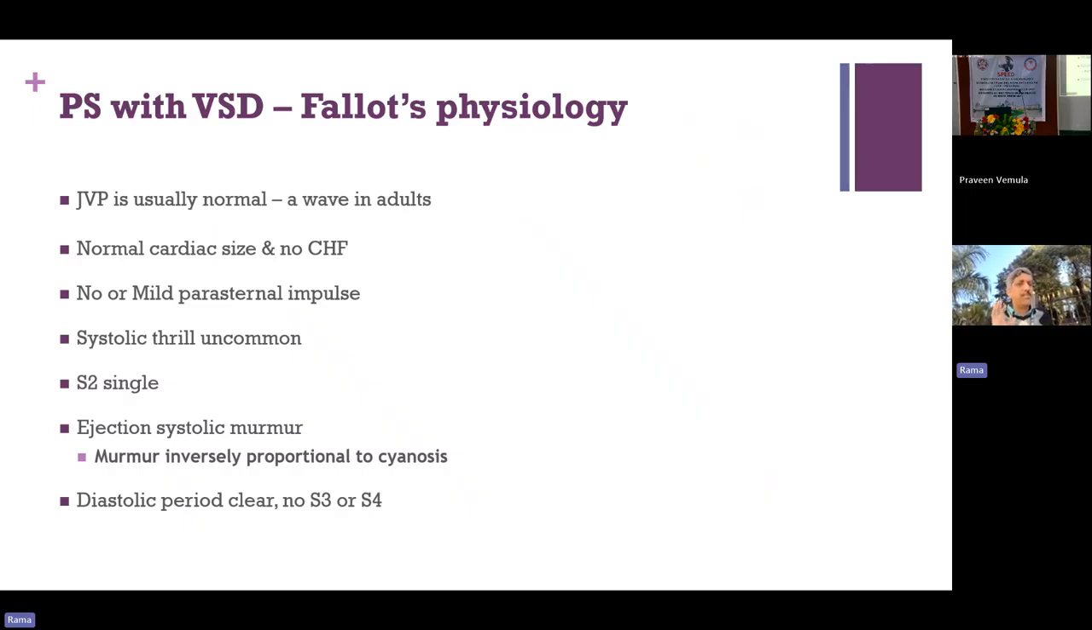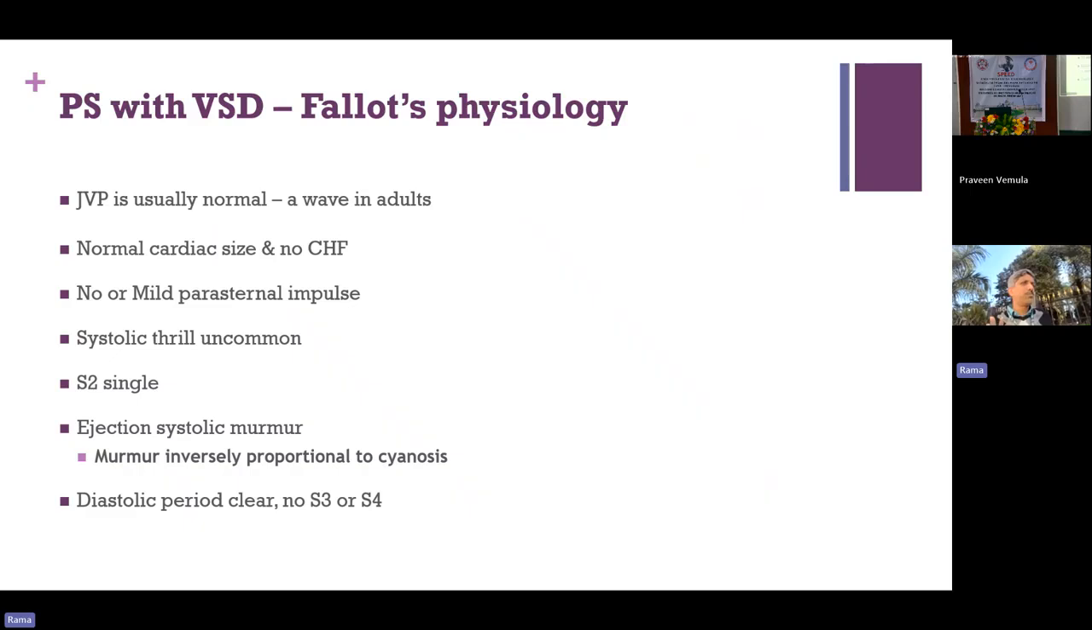What do you find in tetralogy-like physiology, PS with VSD, a typical large unrestricted VSD with PS, which is tetralogy physiology? What you find is generally nothing, literally. The JVP is usually normal. There is no cardiomegaly, no heart failure, no parasternal heave, no thrill. S2 is also single, and there is a small little murmur, which is inversely proportional to cyanosis. The moment cyanosis is very severe, you find a short murmur.